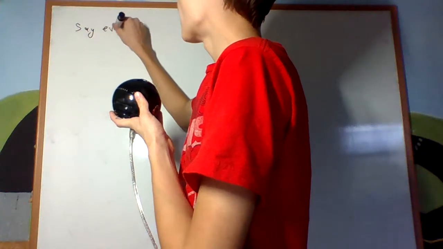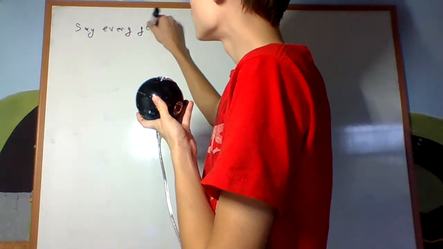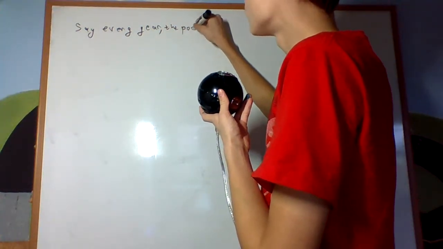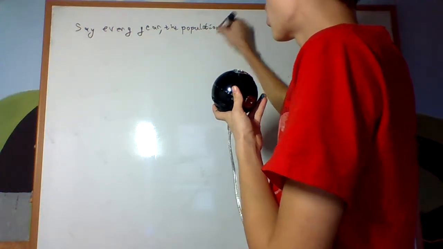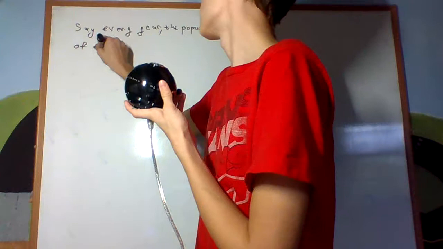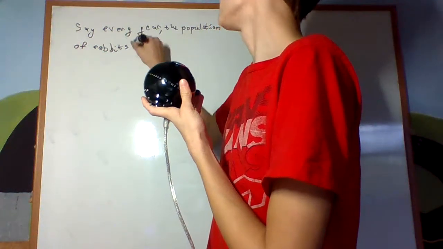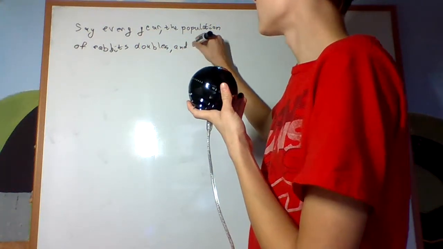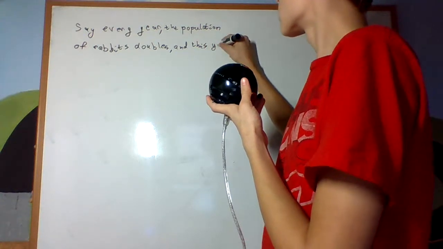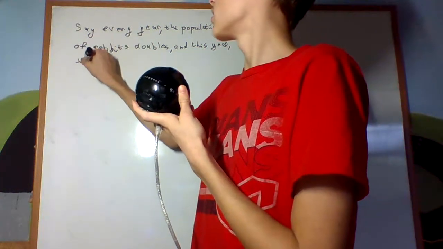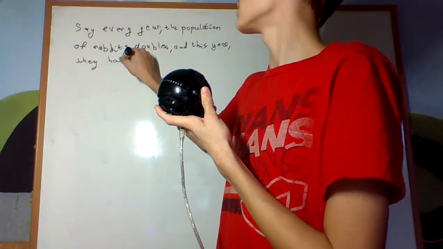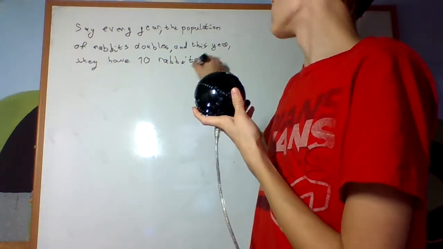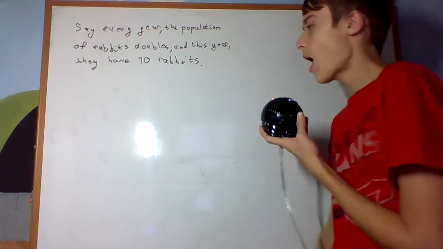So, say every year the population of rabbits doubles. Okay? In this year, they have 10 rabbits. Okay? So they quite literally multiply. Okay, how would I model this?